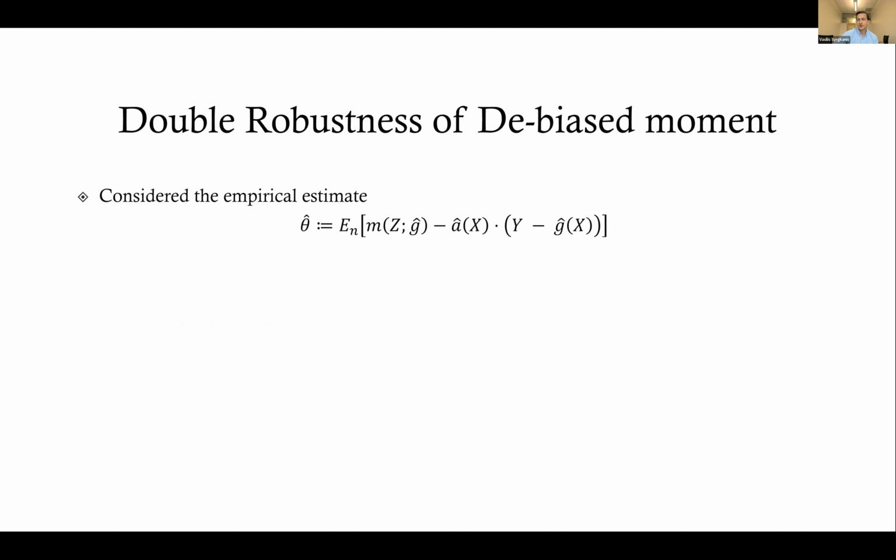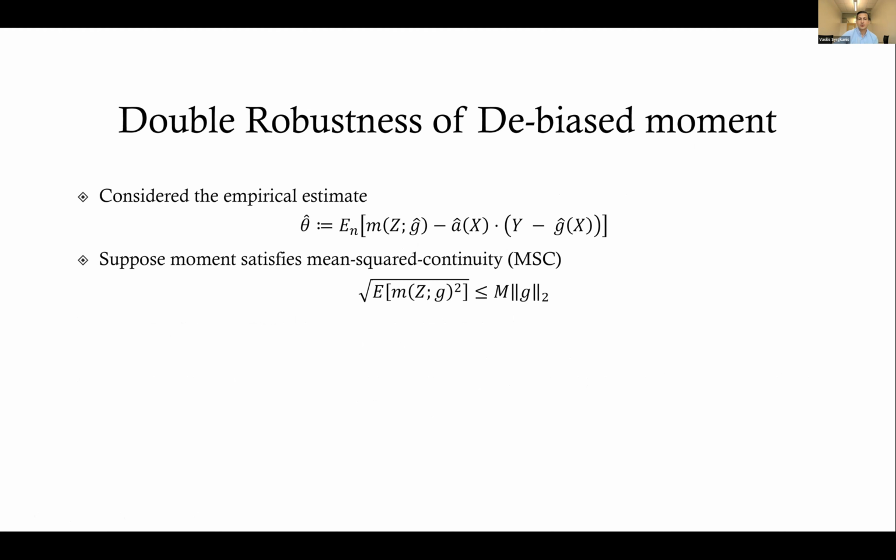Why is that debiasing correction useful? The general theorem is, suppose that you estimate your moment based on an empirical analog of that debiased moment, where you plug in some estimate g hat and some estimate of the Riesz representer a hat.